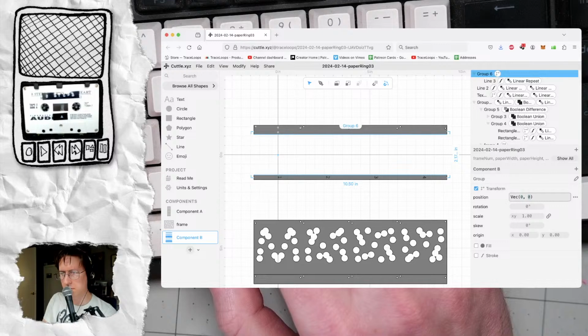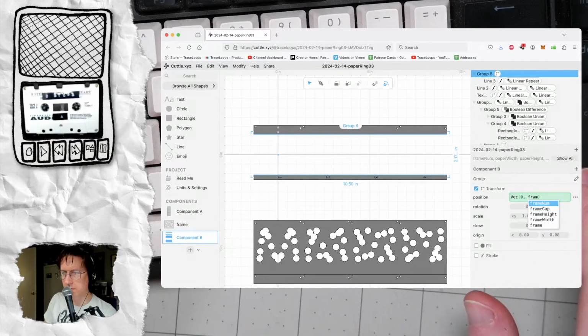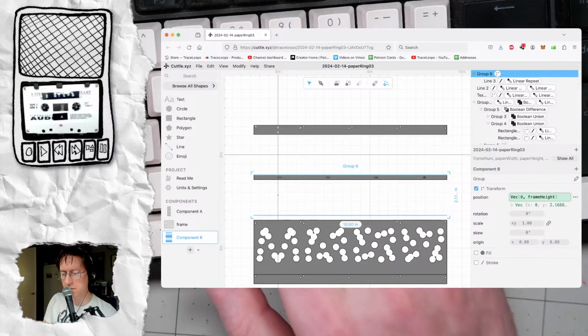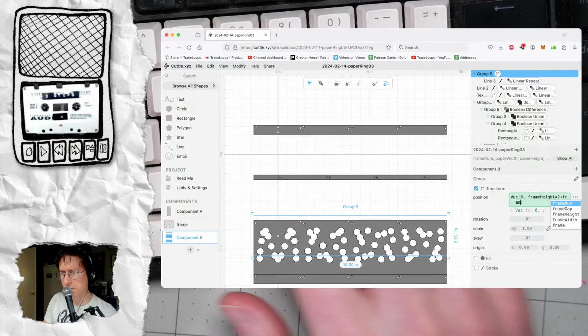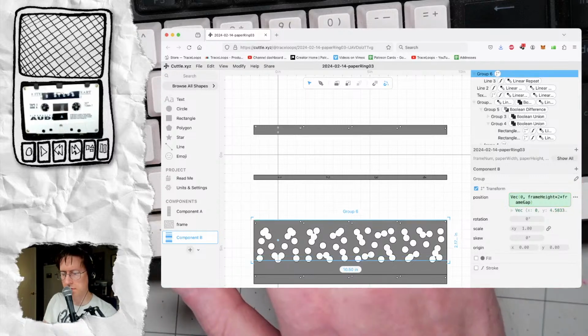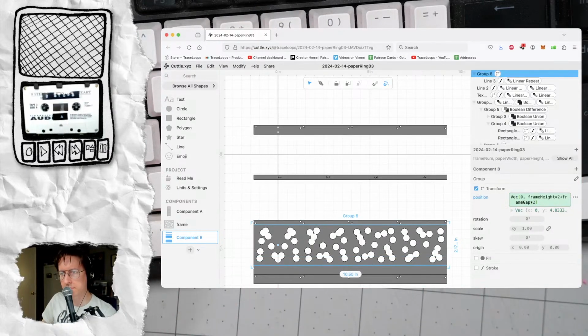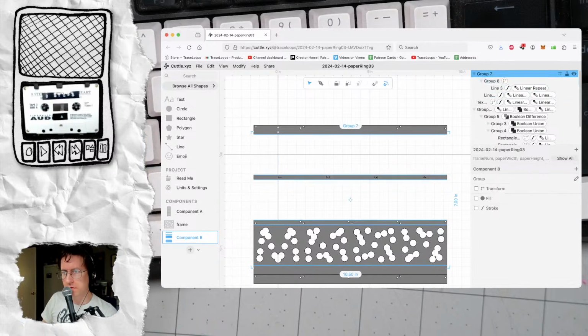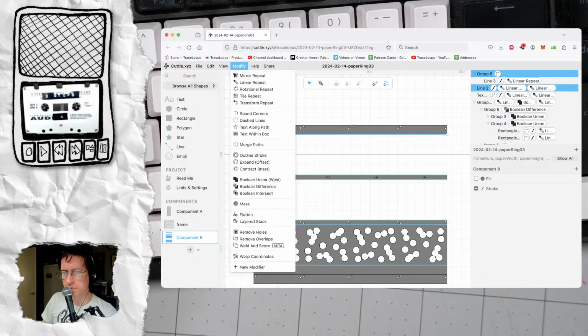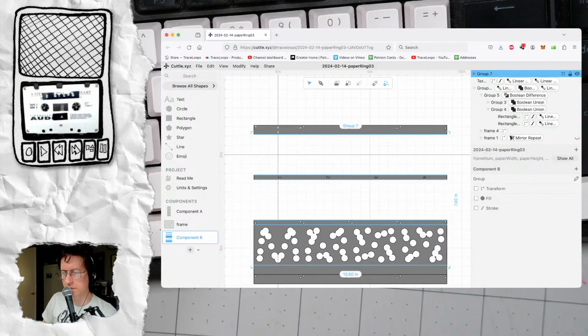Frame height times 2 plus frame gap times 2. I think that gets me all I need. Yeah, should be all that I need. And let's group this. There. I don't need it to do that. Text has its own thing.